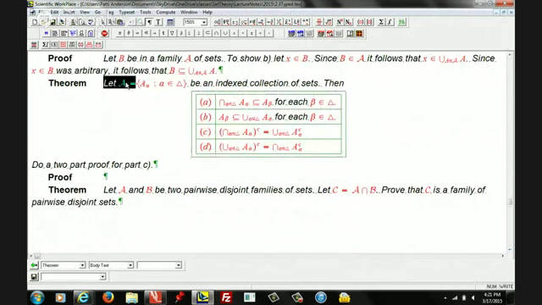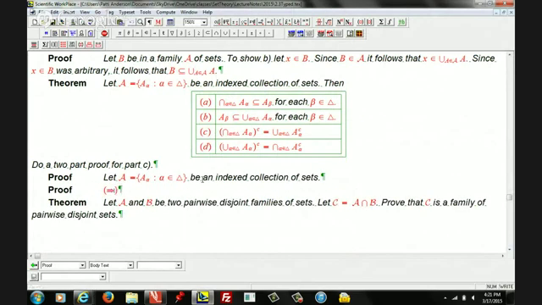So let's get our hypothesis. Let A be an indexed collection of sets. And to go the first direction, we're going to let x be in that complement right there. Then, if you could see the written part, apply the definition of complement.